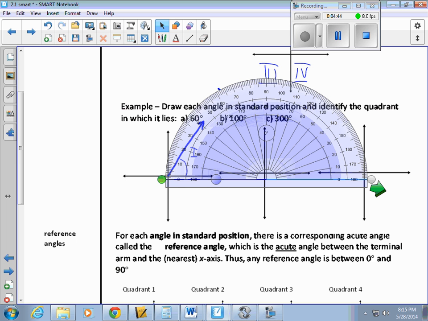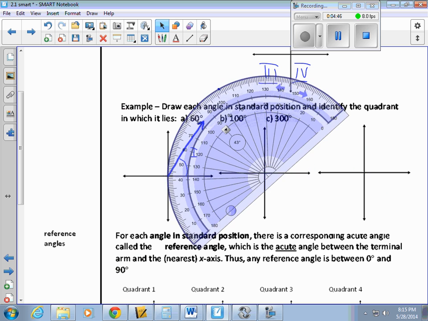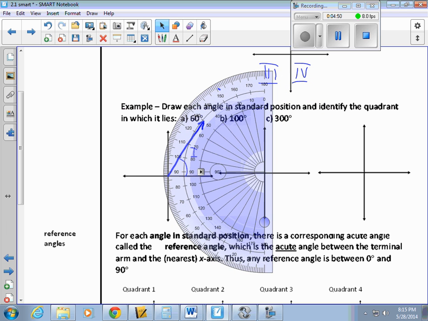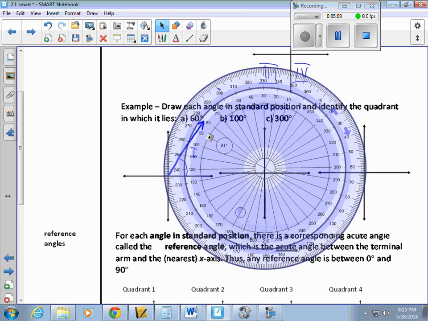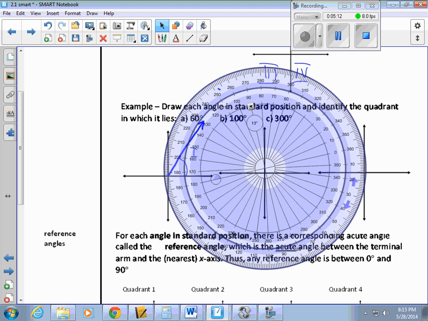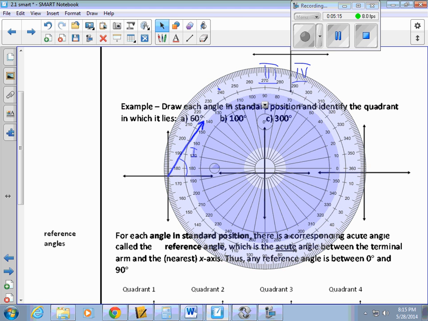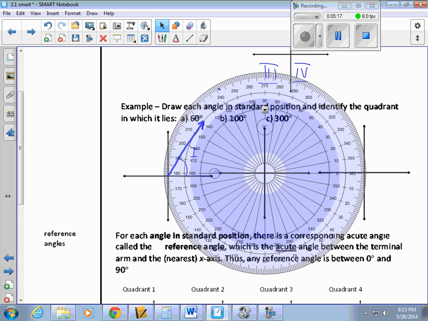Oh, gave me a full one. That's even better. So for 300 degrees, if I'm starting here at 0, I should spin this, if it'll let me. There we go. There's 0, and there's 300 degrees. If I look around, it goes over into quadrant 4 right there.